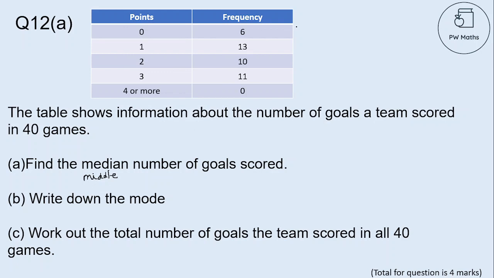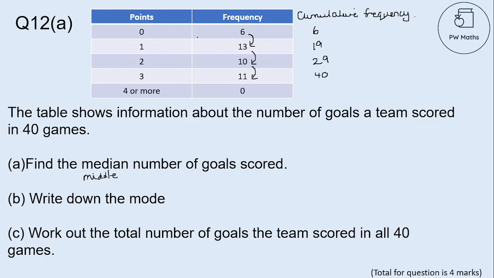When we're finding the median from a frequency table, we need to add an extra column. That extra column is what we call cumulative frequency. That means we're going to look at the frequency, and keep adding the next frequency and the next frequency until we get a cumulative total. So if I've got 6, I'm then going to add the 13. So 6 add 13 is 19. I'm then going to add the 10 for 29. Then I'm going to add the 11 for 40.